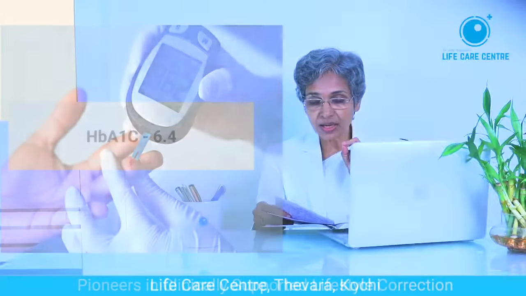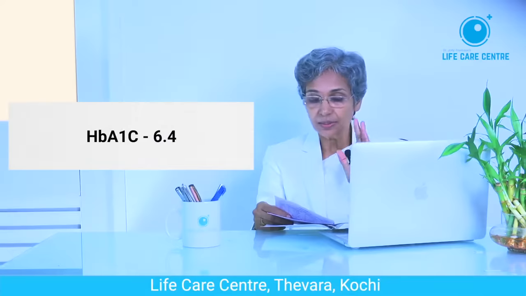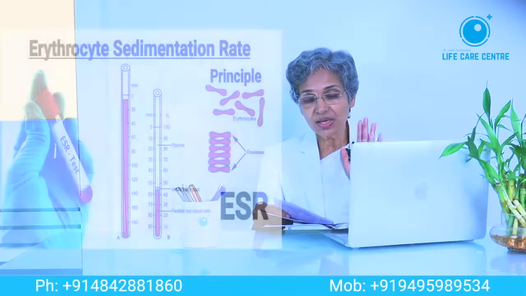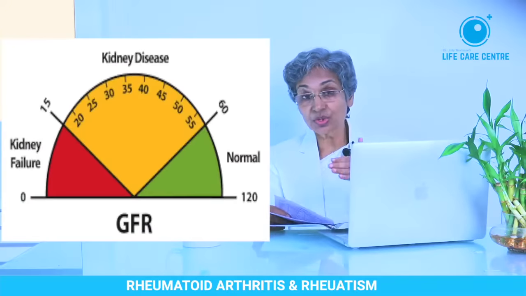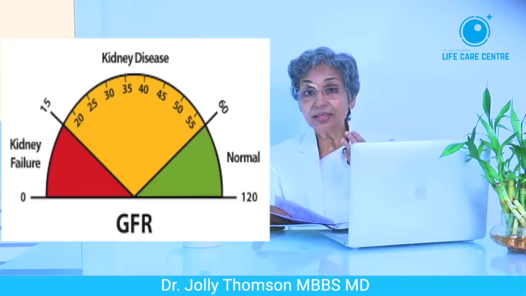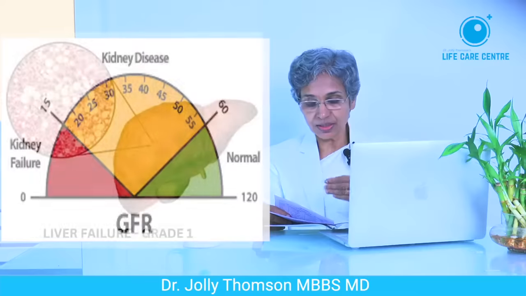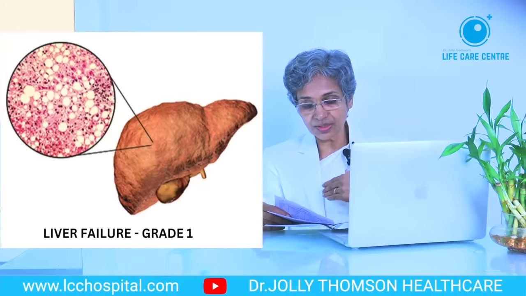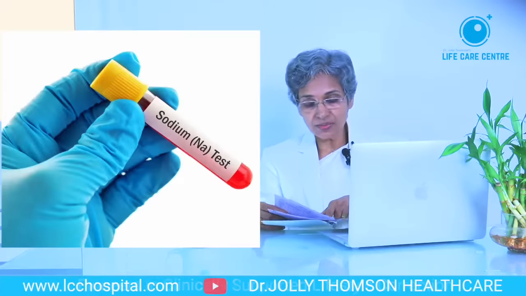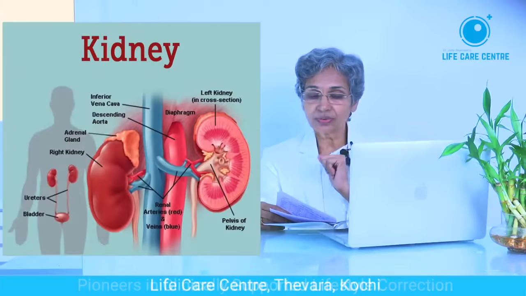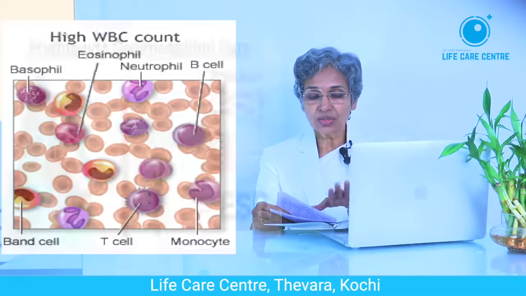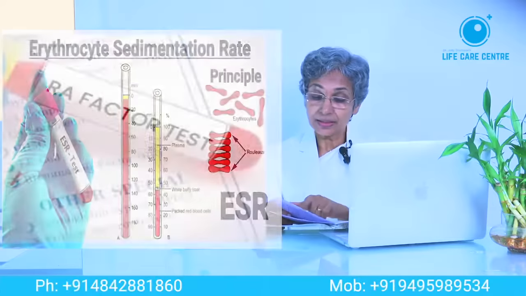Her HbA1c is 6.4, which is in the diabetic range. Even with all these medicines, her ESR is high, and her kidney is already affected. GFR is reduced to 73; ideally it should be above 90. Now, grade 1 renal failure is there. Even the sodium level is going down and uric acid is high. Those are renal function measures, so her renal function is affected. WBC count and ESR are high, and RF factor is very high, more than 120.